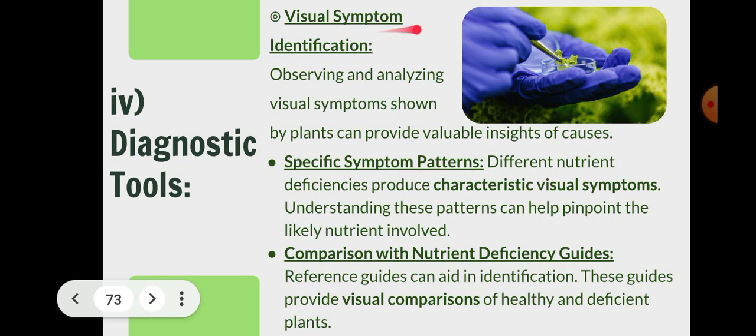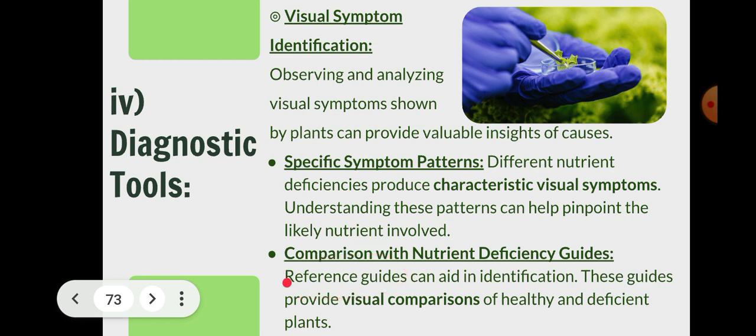The next one is visual symptom identification. Observing and analyzing visual symptoms which are shown by the plants being affected by the yellowing can provide a valuable insight into the causes. Different nutrient deficiencies produce characteristic visual symptoms, and understanding these patterns can help pinpoint the nutrient which is most likely to be involved in the yellowing.